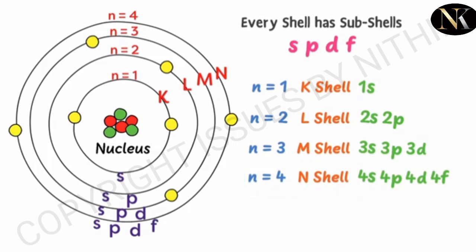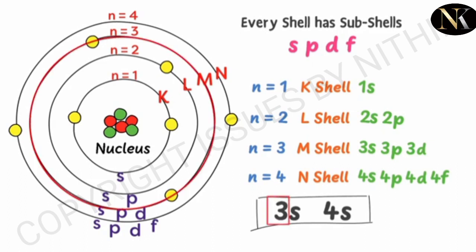So if I write 3s and 4s here, can you guess the difference between them? Well, 3 means third shell and s means subshell. So 3s means s is the subshell of the third main shell or M shell. Similarly, 4s means s is the subshell of the fourth shell or N shell.